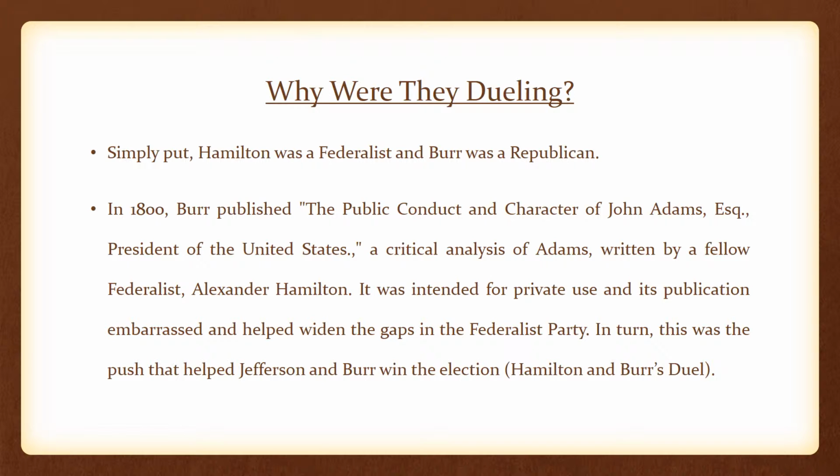Why exactly were they dueling? Simply put, Hamilton was a Federalist and Burr was a Republican. In 1800, Burr published The Public Conduct and Character of John Adams, Esquire, President of the United States, a critical analysis of Adams written by a fellow Federalist, none other than Alexander Hamilton. It was intended for private use, and its publication embarrassed and helped widen the gaps in the Federalist Party. In turn, this was the push that helped Jefferson and Burr win the election.